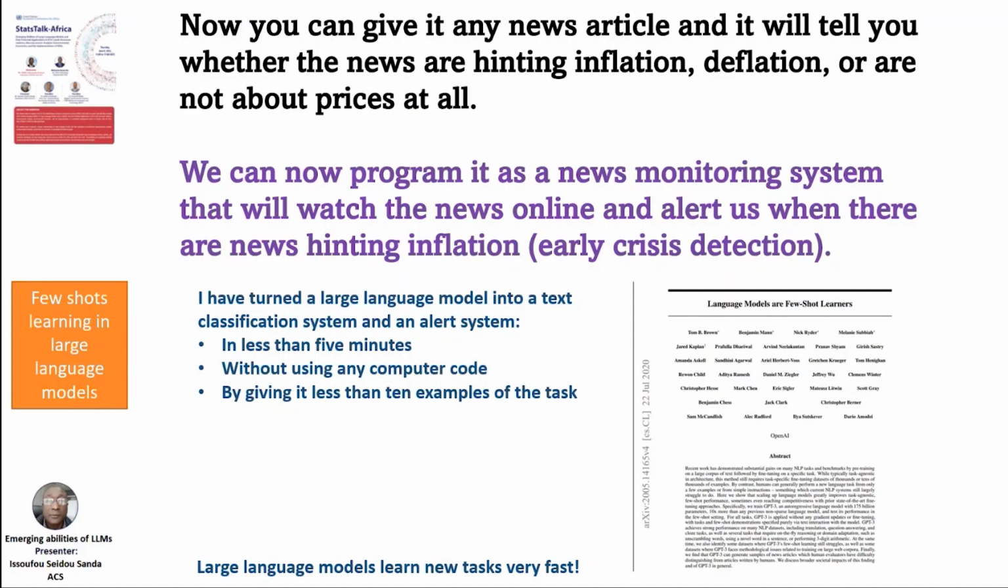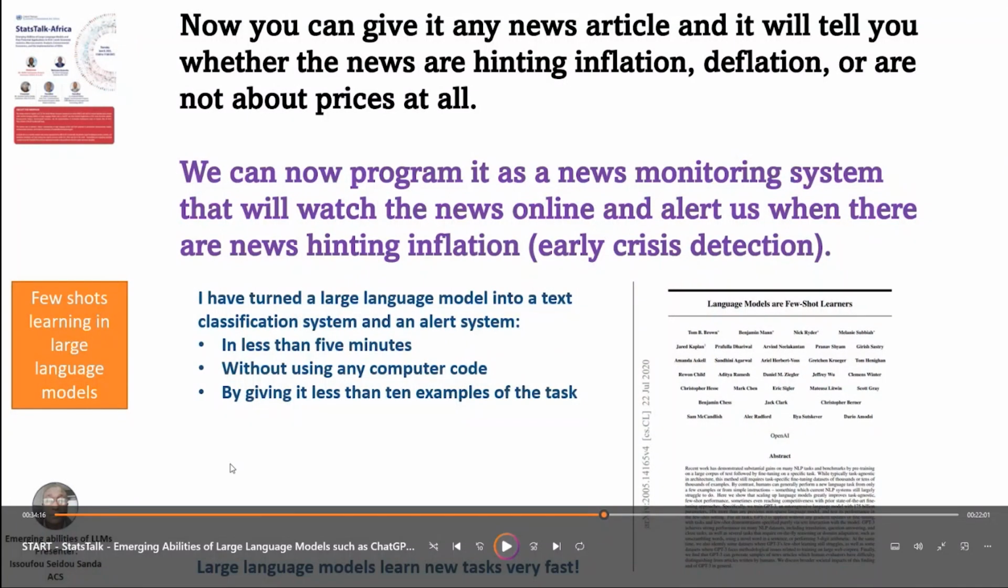Now you can give it any news article and it will tell you whether these news are about inflation, deflation, or not about price. So you can use it as a monitoring system. If you are scraping news online, you can use ChatGPT to classify them. In this country, there are a lot of articles hinting about high inflation. In this one, low inflation.